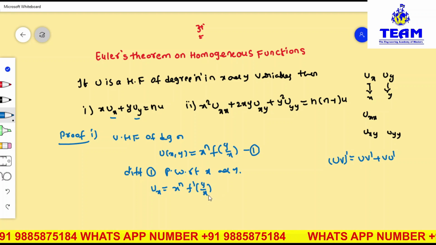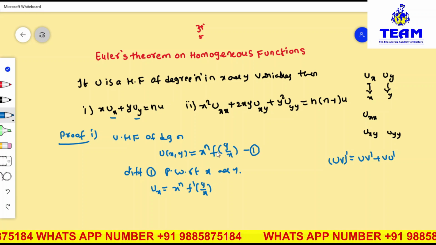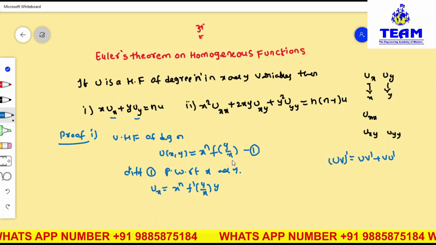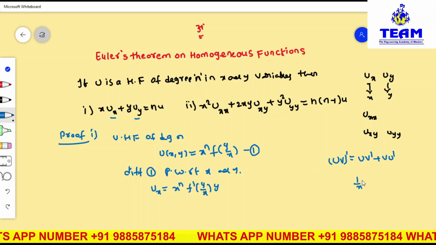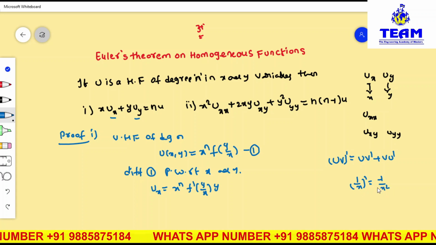While differentiating partially with respect to x, we have to treat other variables as constants. So inside the bracket we have y. So what about the x? x is in the denominator, so we have 1/x. What is the derivative of 1/x? Minus 1/x². With respect to x it is minus 1/x².